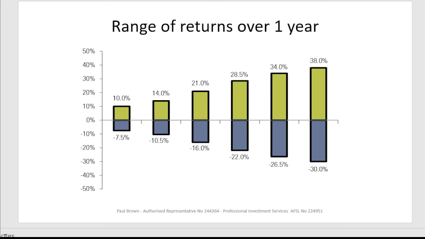This chart here is actually one of the questions that we discuss with new clients and existing clients when we're reviewing their risk profile questionnaire. So basically, this is the range of returns over 1 year for 6 different investment strategies. For example, the third strategy along, if the investment market conditions were very favourable, that strategy might earn 21%. But if they're very unfavourable, it might result in a loss of 16%.